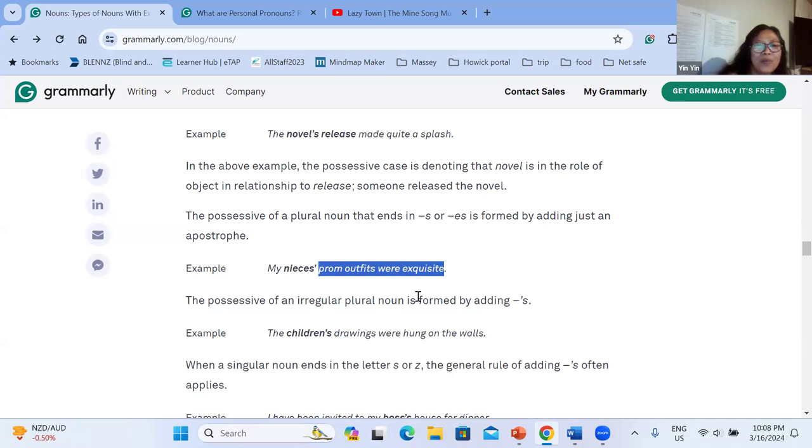The possessive of an irregular plural noun is formed by adding apostrophe S. Do you have a prom outfit? So if it is only one, my niece, apostrophe S. With a plural, the word ends in S, so apostrophe only. Right? Singular and plural.